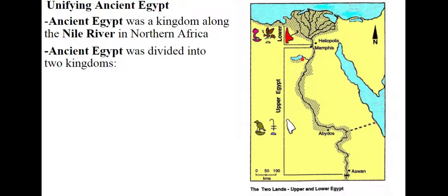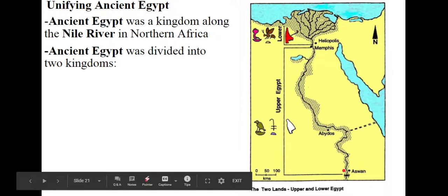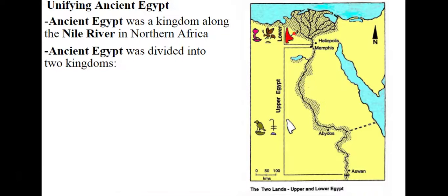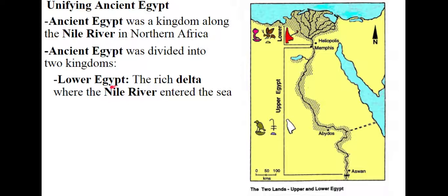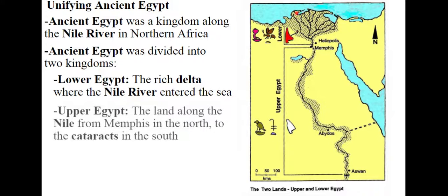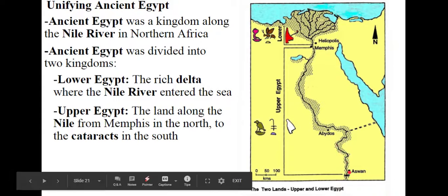Upper Egypt, which you can see here, was bigger but did not have the river delta, the place where the river met the ocean and all the good farmland was, that Lower Egypt had. So, like we said, Lower Egypt had the rich delta where the Nile River enters the sea. And Upper Egypt was the land along the Nile from the city of Memphis here to the cataracts, the rapids that people couldn't go over in boats in the south.